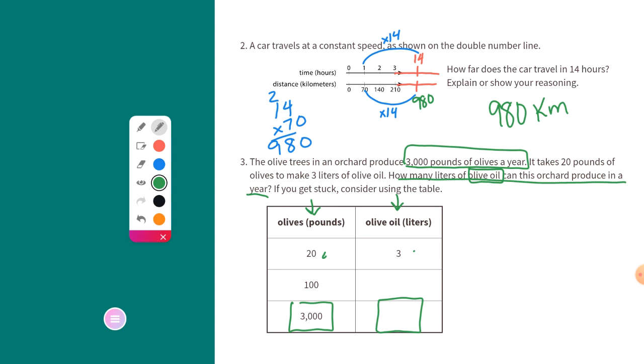Let's go how they went first. Why do you think they went from 20 to 100? Because 20 is easy to get to 100. What times 20 equals 100? 4 quarters and $1. Times 5. Okay, so times 5. We'll just build it up. So they're building it up to get to 3,000. 3 times 5 is 15.